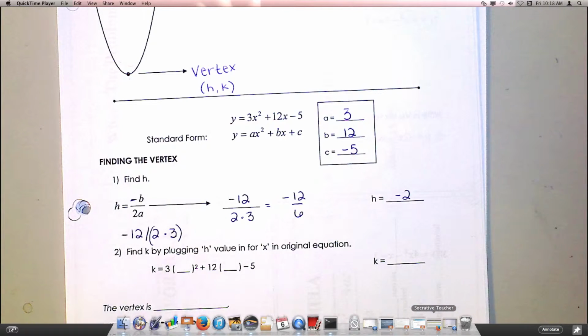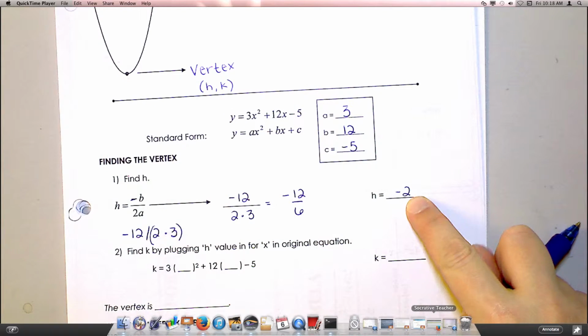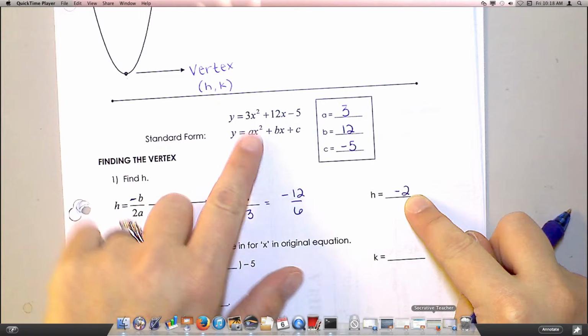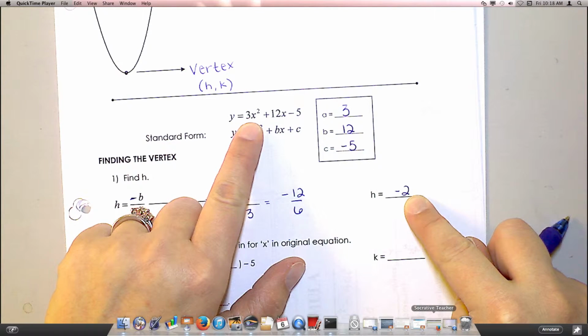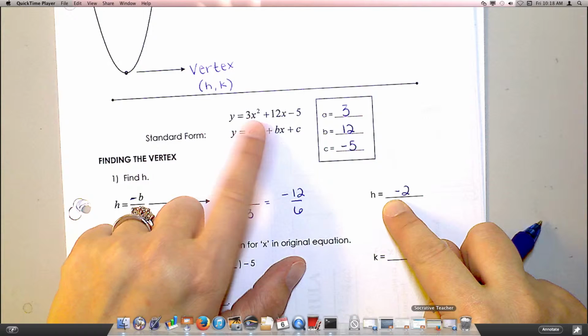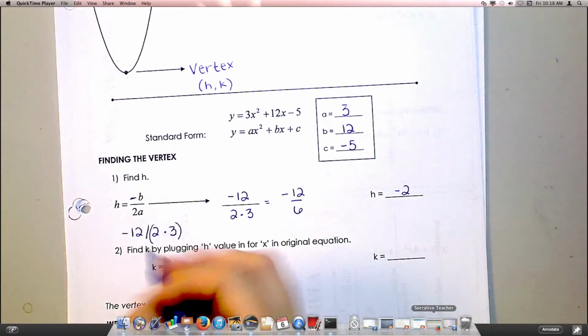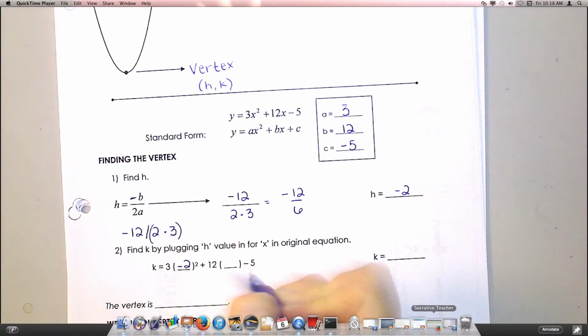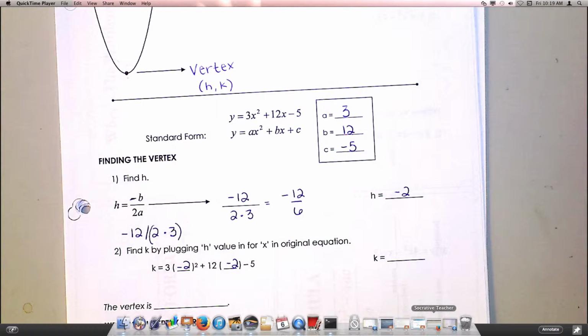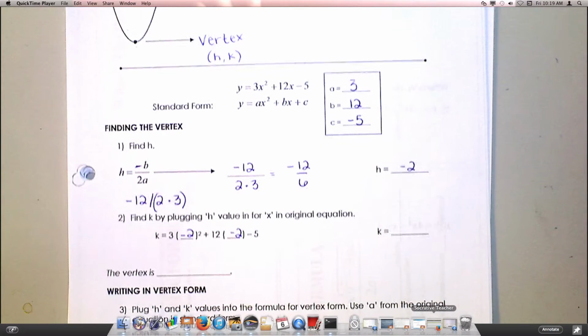To find K, I'm going to take what I found for H and plug it right back into my original equation. So I'm going to put this negative 2 in place of X here and here. Okay? So 3 times negative 2 squared plus 12 times negative 2 minus 5. Go ahead and type that into your calculator. I would type it in all in one shot.